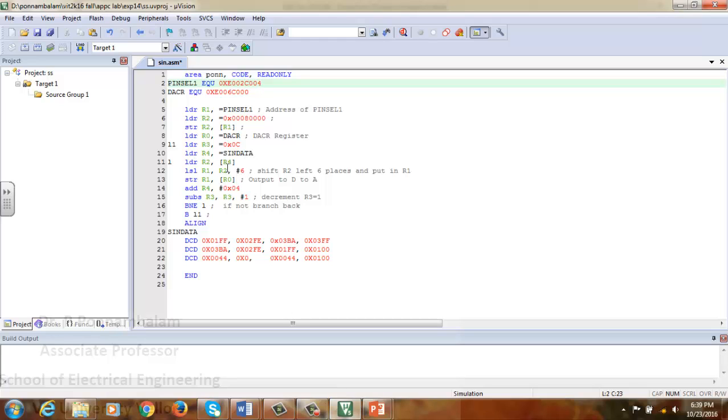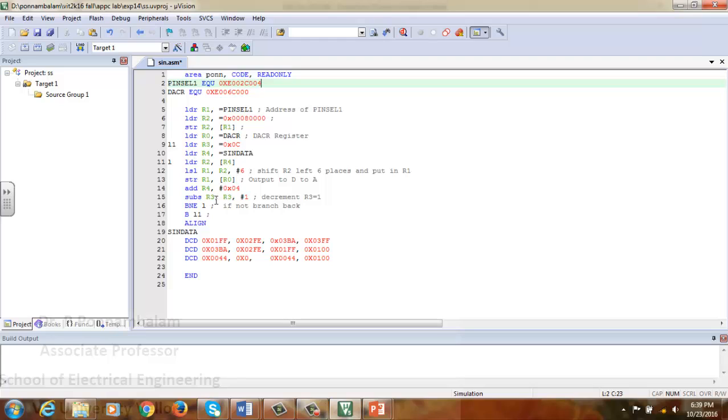After doing that, I am putting the shifted value that is available in the R1 register into the memory address specified by the R0 register. R0 register has the DACR register address. Then ADD R4, #0x04. This is all stored inside 32 bit memory addresses. So once one data has been fetched, I need to skip to the next memory address. For skipping that, I am using the instruction ADD R4, #0x04.